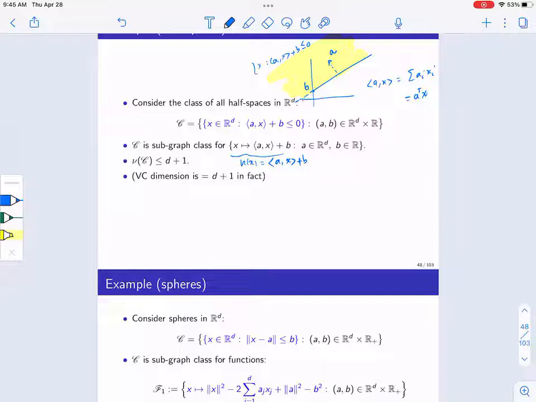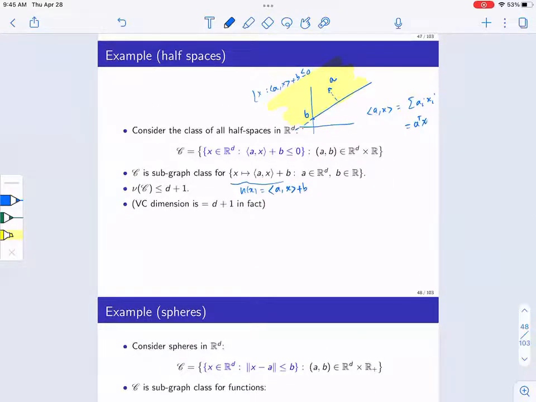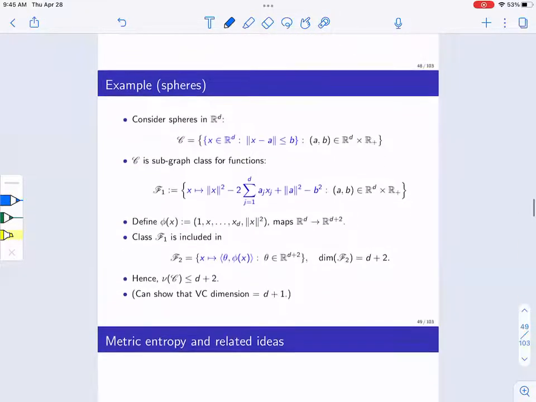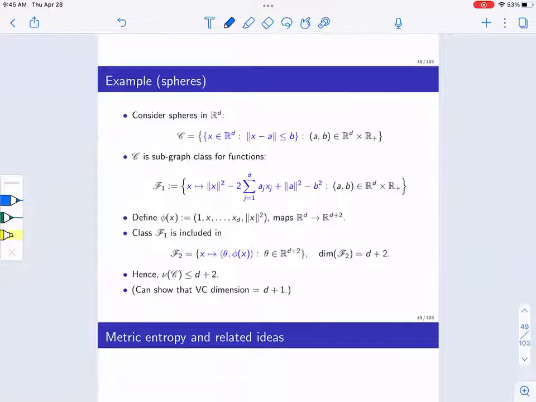Okay, in order to do that, you have to show that basically no d plus 2 points can be shattered. Good. There's another example which I'll briefly mention, but we can skip. Let's say you have circles or spheres in R^d. These are the sets that look like this. You can think of them as sublevel sets of the square of this minus b squared. So this function is like a quadratic function.